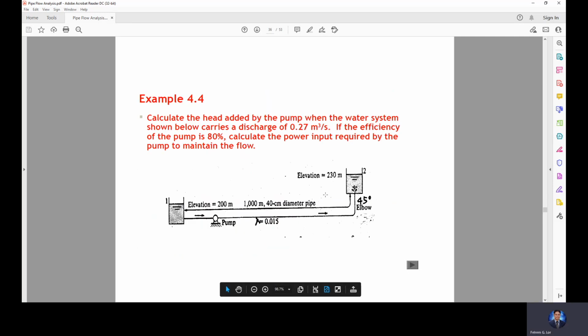Okay, I think an example. Calculate the head added by the pump. So you put a pump. The pump is plugged into electricity, then our pump rotates, so it will add head. It can add power to our system. So calculate the head added by the pump when the water system shown below carries a discharge of 0.27 cubic meters per second. If the efficiency of the pump is 80%, calculate the power input required by the pump to maintain the flow.